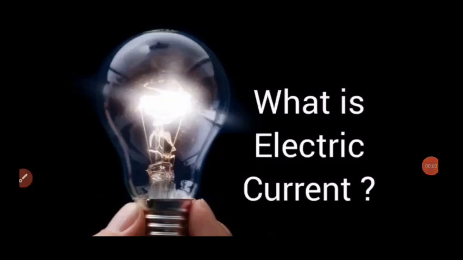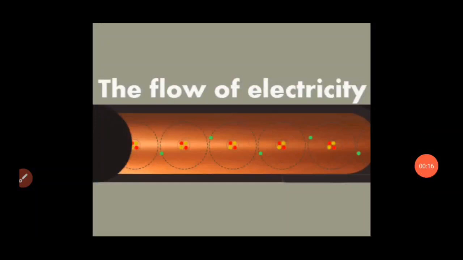Dear students, in this lesson, I am going to explain what is electric current, how it flows from one point to another, and what are the applications of electric current. Students, the motion of electric charges, so the charge is nothing but electrons. So, the motion of electric charges through a conductor, for example a copper wire, will constitute an electric current.